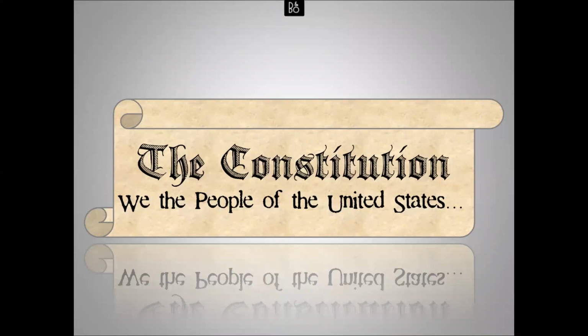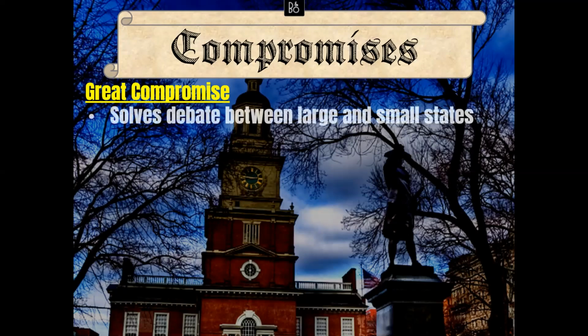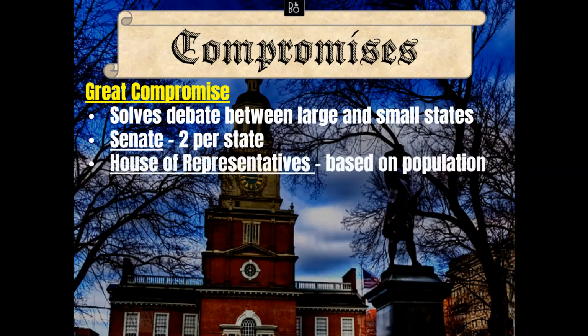So let's look at some of the compromises that will have to be made. So to settle the dispute between the small and the large states, it's going to be the Great Compromise. So it solves the debate between large and small. So to do this, they are going to break up Congress into two parts. So there's going to be a Senate and also a House of Representatives. So in the Senate, you'll have two representatives regardless of the state size. So New Jersey will have two, Virginia will have two, everyone will have two senators per state.